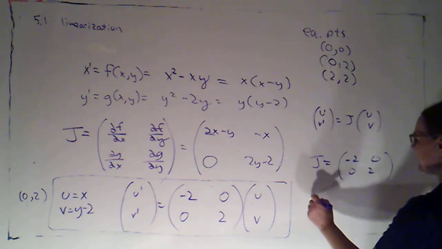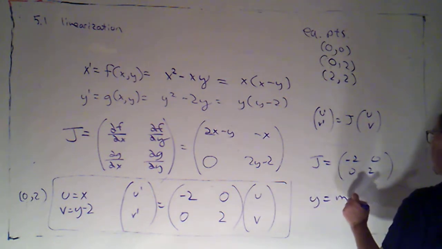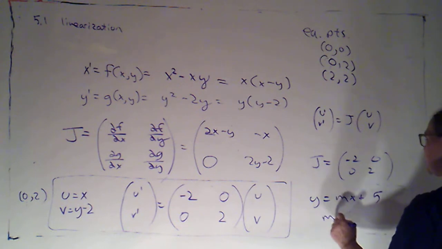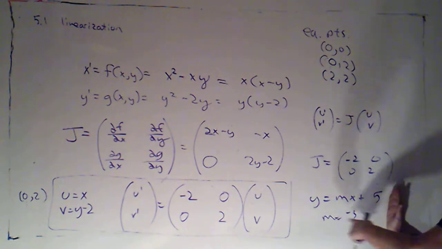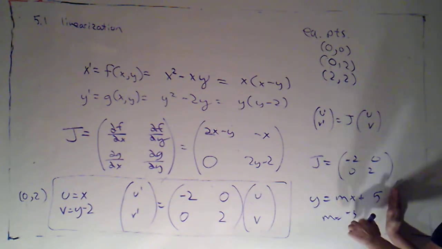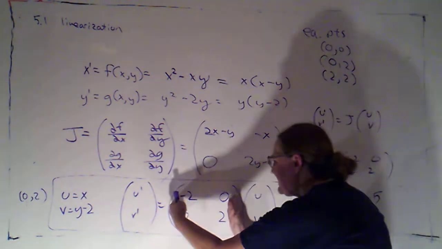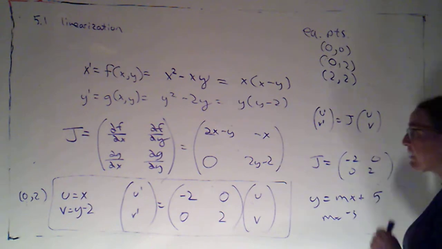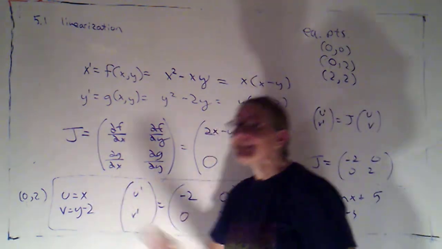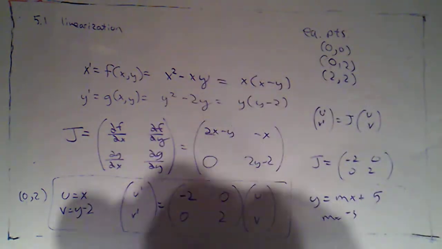That would be kind of like telling me, hey, I've got a line. It's y equals mx plus 5. Oh, and by the way, the slope is negative 3. You wouldn't give me a line of slope negative 3 that way. You'd actually plug in the negative 3. So I want to see the specific matrix with numeric entries in the differential equations.